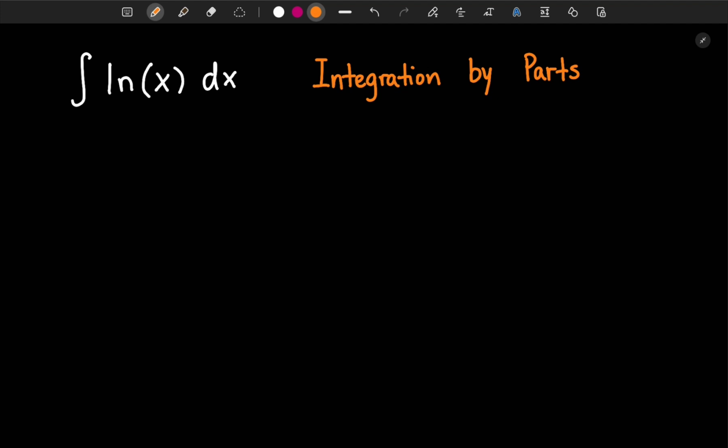In this question, we're trying to solve the integral of ln of x. The technique we're using here is called integration by parts.